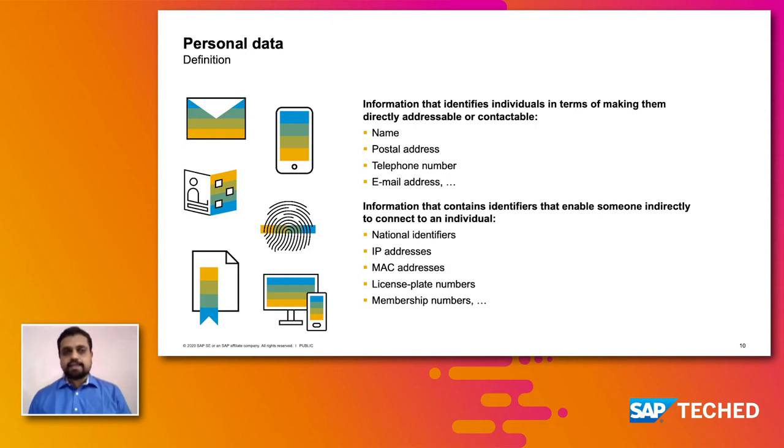With that in place, let's see some examples or definitions of what can be personal data. Some of the obvious examples are a name, a postal address or house address, an email address. All these are definitely termed personal data and most of us agree with it. But what could also be personal data is, for example, a MAC address or even an IP address of your system, a license plate number, or a membership number, which is a pure number or an ID or a GUID, whatever it could be.